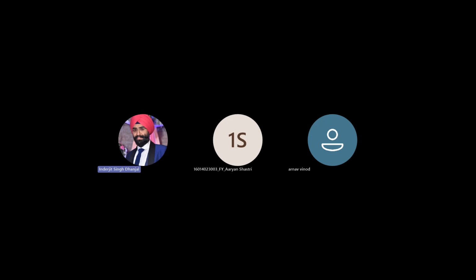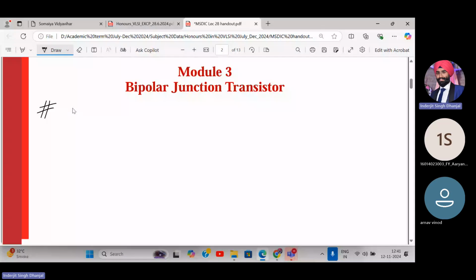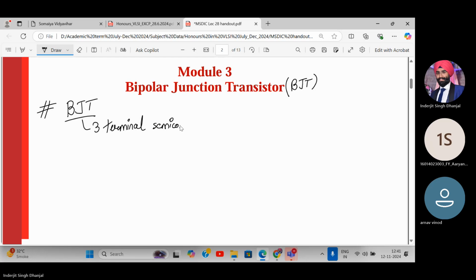Bipolar junction transistor. We have studied this in another subject called analog electronic circuits, but that was just information required to study the application point of view. So bipolar junction transistors are also called BJT. It's a three-terminal semiconductor device. It has two junctions.